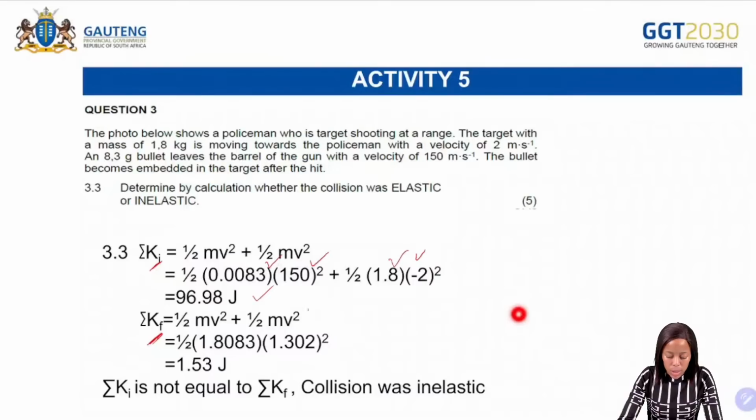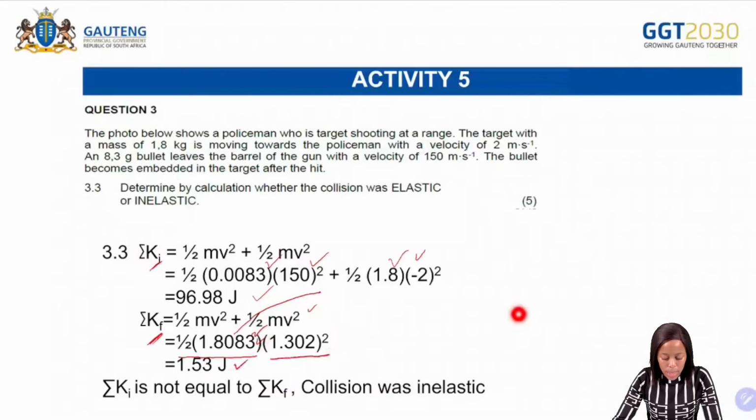And then on the next one again, remember we said that, so it's going to be half. So with this one, remember we said that the bullet becomes embedded into the target. So that is why we are going to have a combination of the masses, and then on the previous question, we calculated the final velocity. So we therefore substitute so that we can calculate our answer as what? As 1,53 joules. So now what are we saying? The sum of the kinetic energy before is not equal to the sum of the kinetic energy after the collision. So therefore the collision was what? The collision was inelastic. Okay.